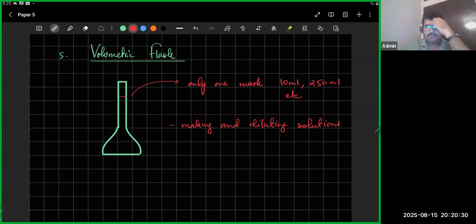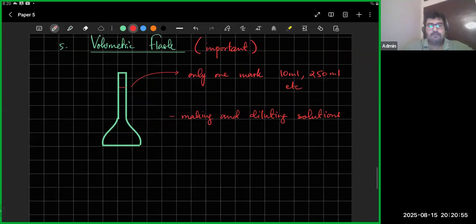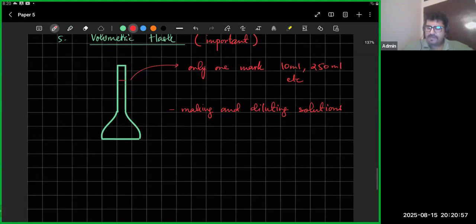कि भाई solution बनाना है 0.1 mole per dm cube HCl. How do you do that? So we're going to talk about that in detail. Okay, but remember volumetric flask is really important. और यहाँ पे it's something that you would be asked to draw, and even if not draw, it's going to be mentioned in your answers very, very frequently. It has just one mark and is very accurate.